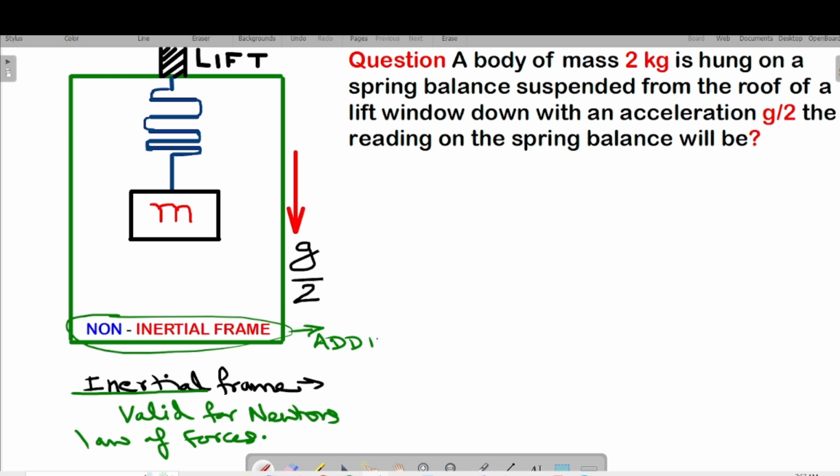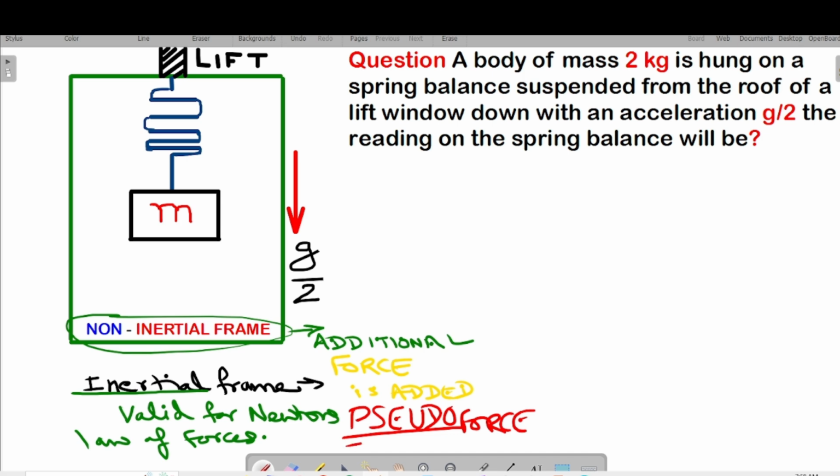So here we need to understand that in any case where the non-inertial frame of reference is involved, we always use a pseudo force, right? What is that pseudo force? Pseudo force is an additional force which will be reduced from the given applicable forces with reference to the inertial one, right? That is the additional force in non-inertial frame which will be inserted or added for a non-inertial frame, right? So here the mass is hanging in the lift from a window and the lift is going with an acceleration of g by 2, right?